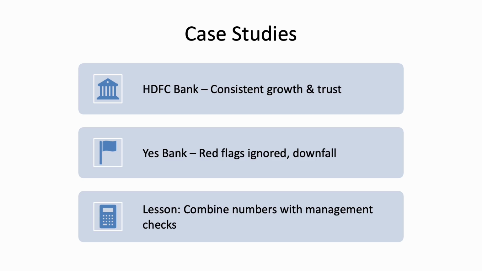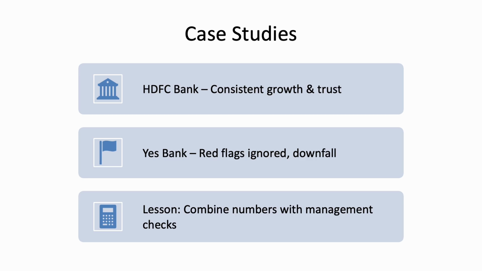Case study 1, HDFC Bank. The power of strong fundamentals. If you had invested in HDFC Bank in the late 1990s, you would have seen your money multiply many times. Why? Because this is a textbook example of a company with rock solid fundamentals. Look at this chart. HDFC Bank's profit CAGR over more than 20 years has been steadily climbing.